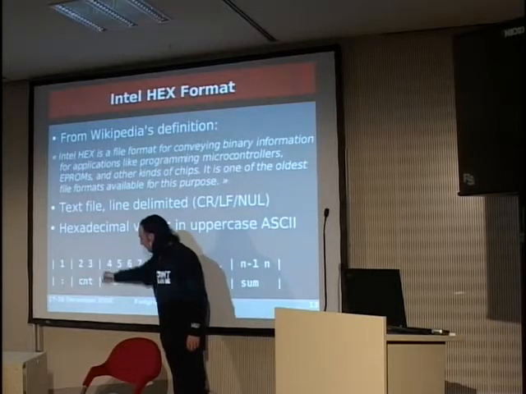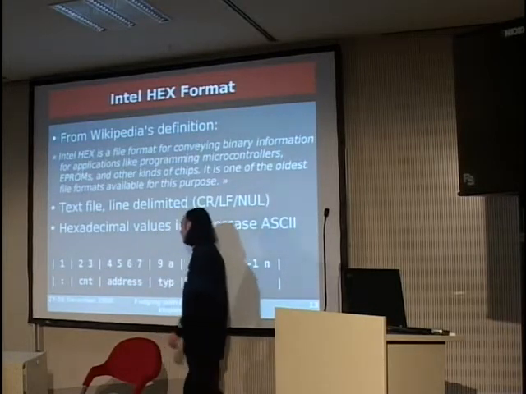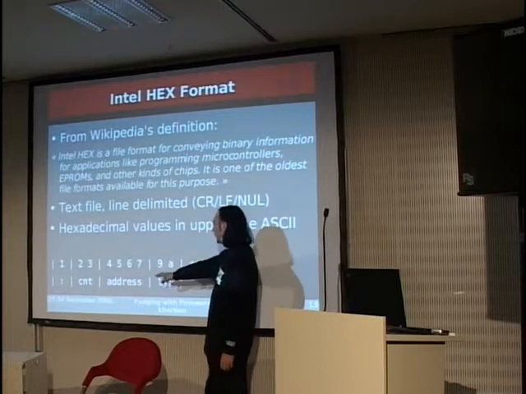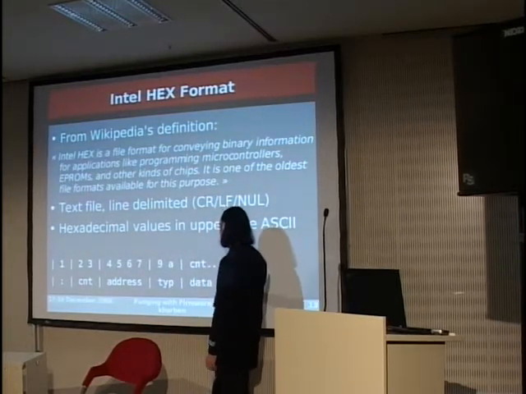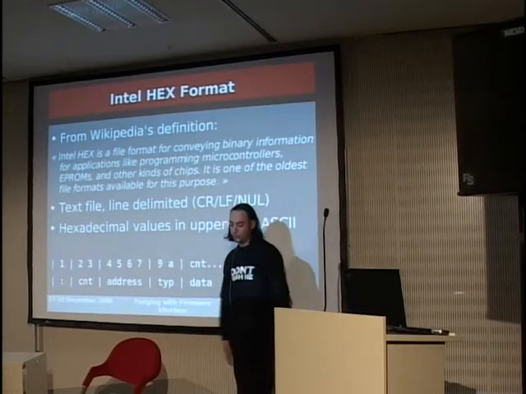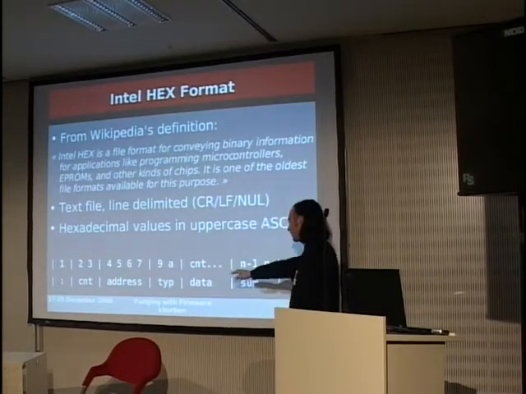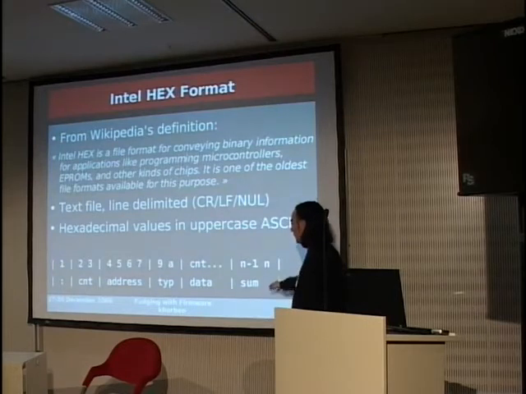Then there's the number of bytes in this packet, which can be up to, this is 2 bytes, so that's 64K. The address it's going to load on, 32 bits. The type of packet, the data, because it can be commands or actual data, so you have to check everything before, and then a checksum.